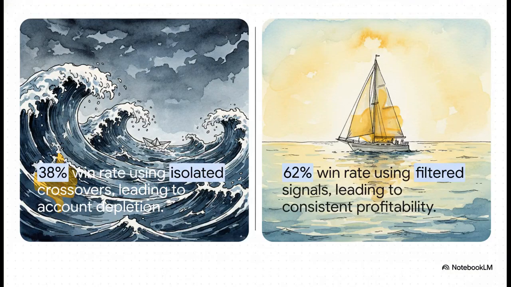Check this out. It's pretty wild. One analysis found that traders who just blindly take every MACD crossover signal have a win rate of only 38%. That's a one-way ticket to blowing up your account. But the traders who learned how to filter those signals, they had a 62% win rate. We're talking about the same tool, but two totally different worlds of results. The difference isn't the indicator, it's the understanding.